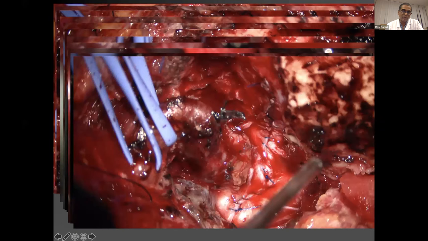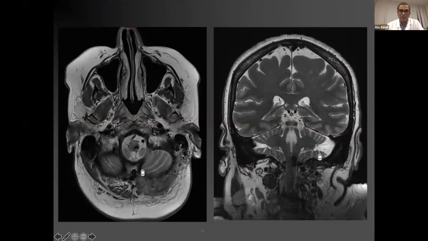If you want a little more anterior exposure, of course, you can open the dura anterior to the vertebral artery, but then closure becomes a little more difficult. This gives you excellent access to the anterolateral part of the stem in this region.